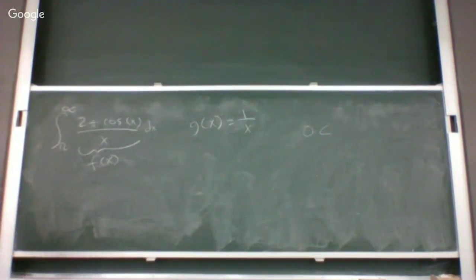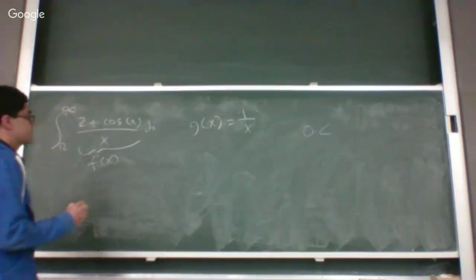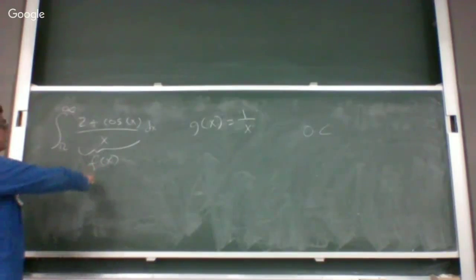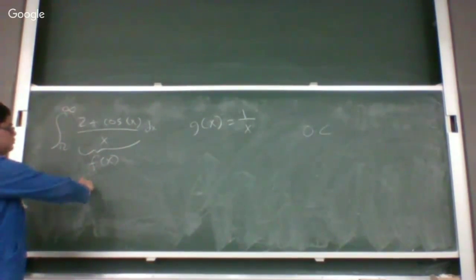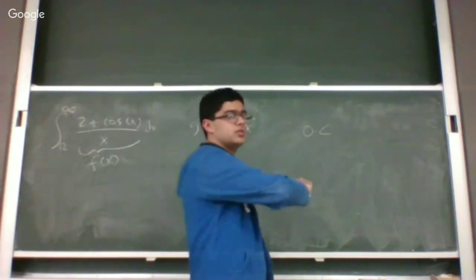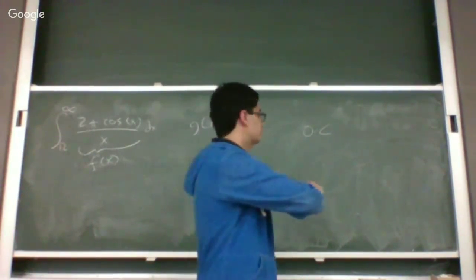Sometimes it's between -1 and 1. It doesn't matter if it was 3 plus, you know what I'm saying? It doesn't matter. Okay. So now which one is bigger, f of x or g of x? They said f of x was bigger, right? Yeah. That should be true.